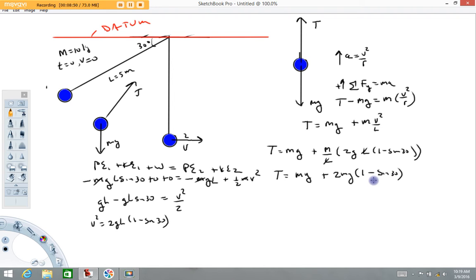I'm going to go ahead and put numerical values into this, keeping in mind that m is 10 kilograms. 10 kilograms times 9.8 meters per second squared plus 2 times 10 kilograms times 9.8 meters per second squared times 1 minus sine 30 degrees. This doesn't have any units because the sine function is a dimensionless quantity. So I'm going to take a moment and see what I get out of that.